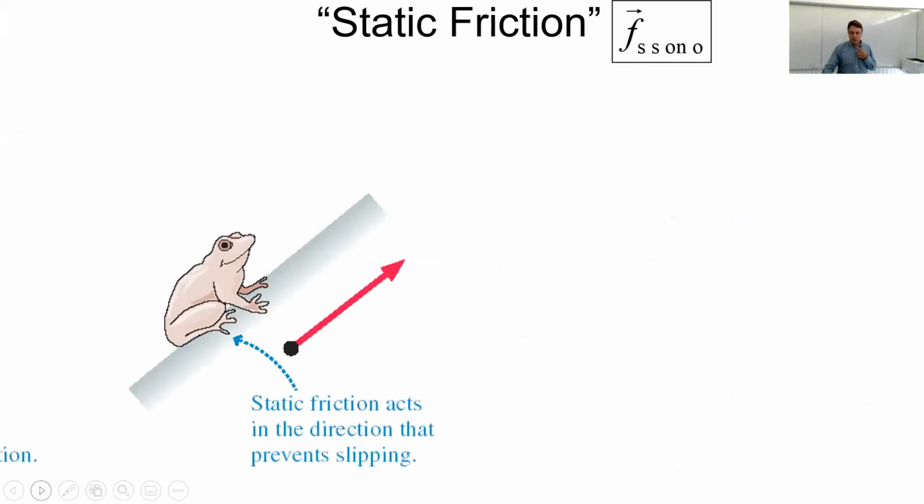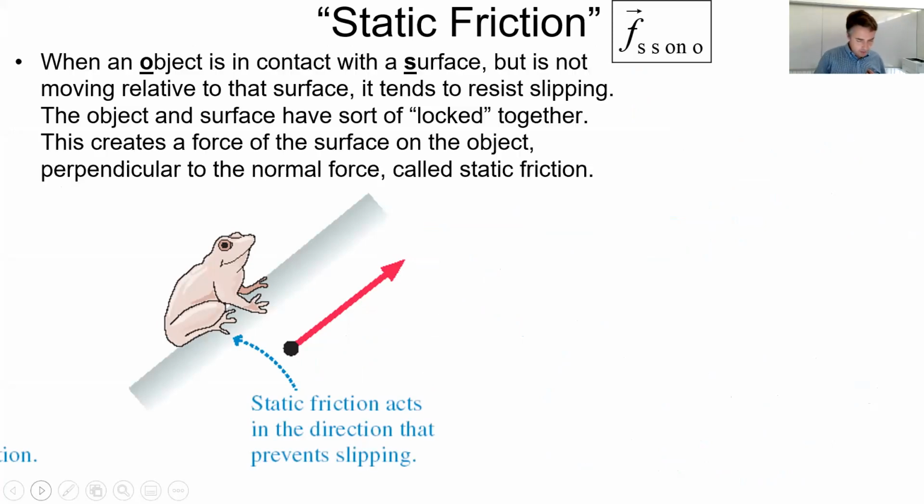I want to move on, while we've got a little bit of time left, to talk about static friction, and I've got a couple of poll questions. When an object is in contact with a surface but is not moving relative to that surface, it tends to resist slipping. So the object and the surface kind of get locked together, and this creates a force on the object, which is perpendicular to the normal force, and it's called static friction.